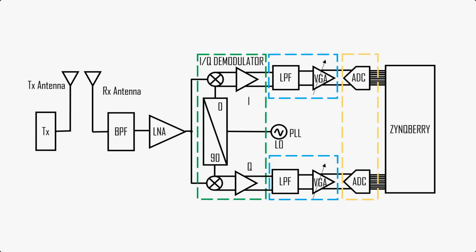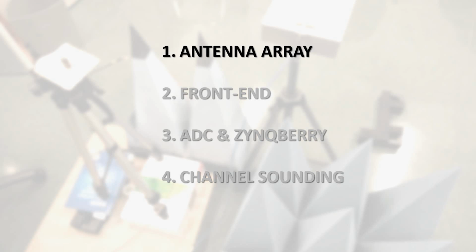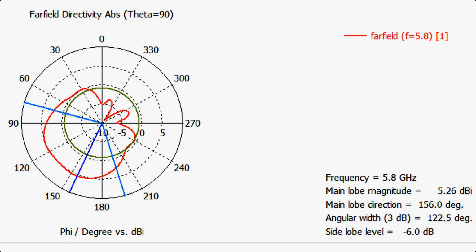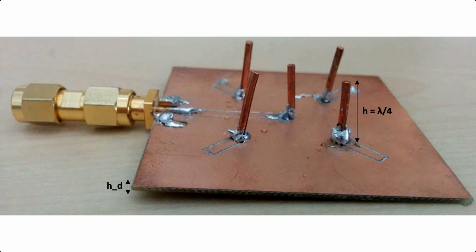Our system sounds a radio channel in real time and determines the location of a transmitter. The main characteristic of the reception system is the directivity reconfiguration capacity of the antenna. But how can we implement this option into an antenna?